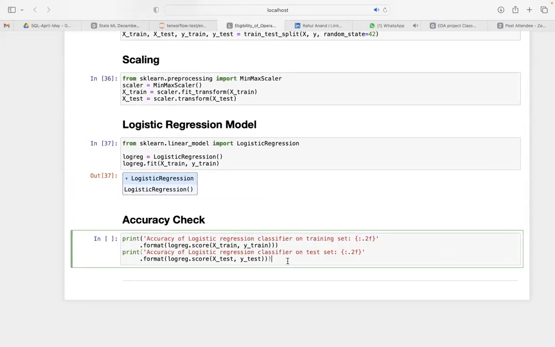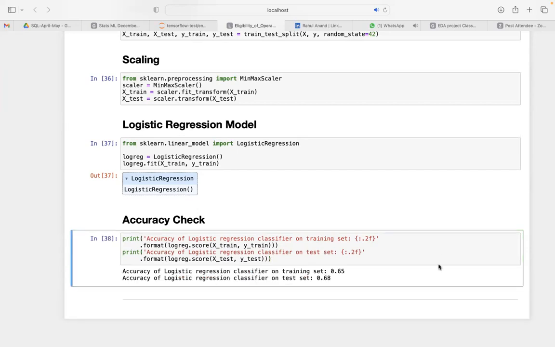And if you want to check the accuracy, I'm not going to discuss the predictions today because we are going to go there in the next class. But for now, if you want to check the accuracy, what we have got is 65% for training and 68% for the test data.